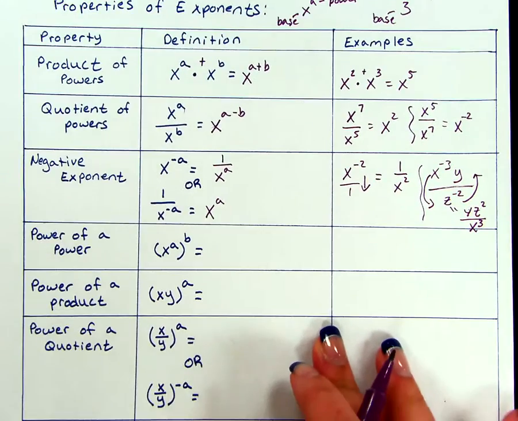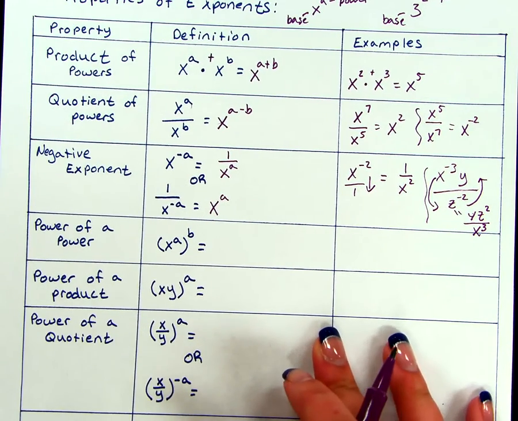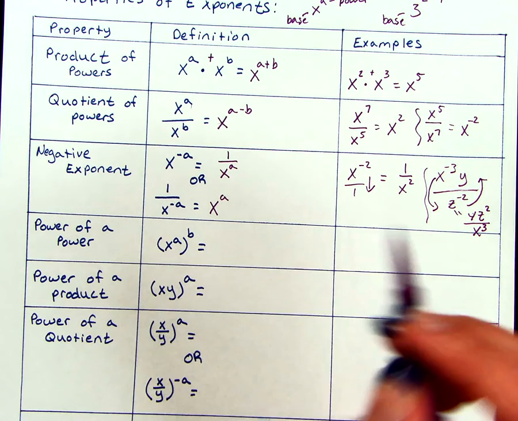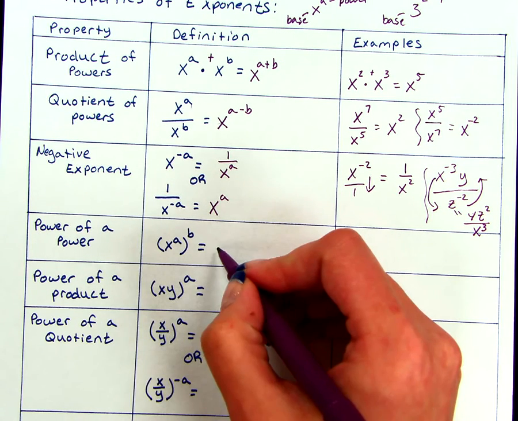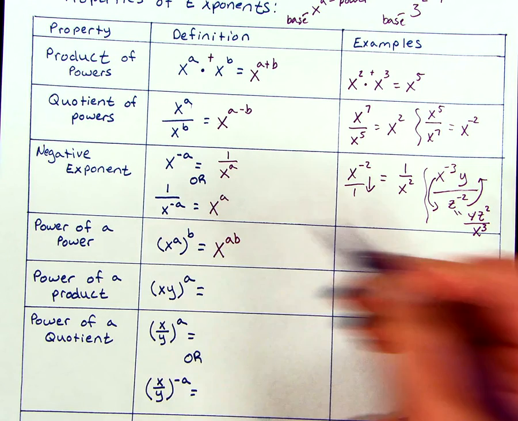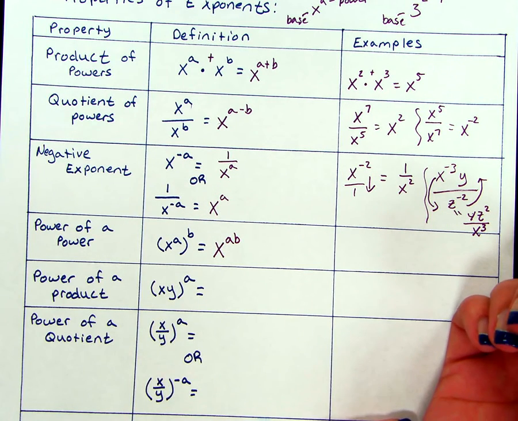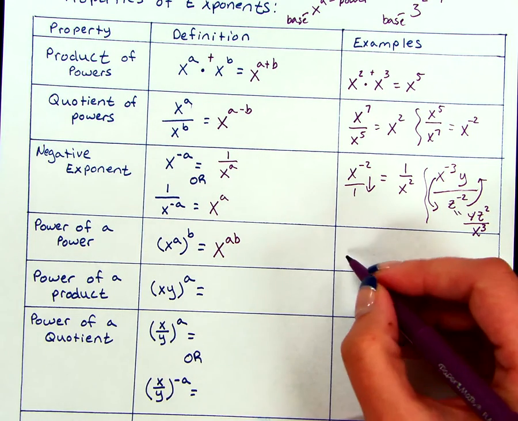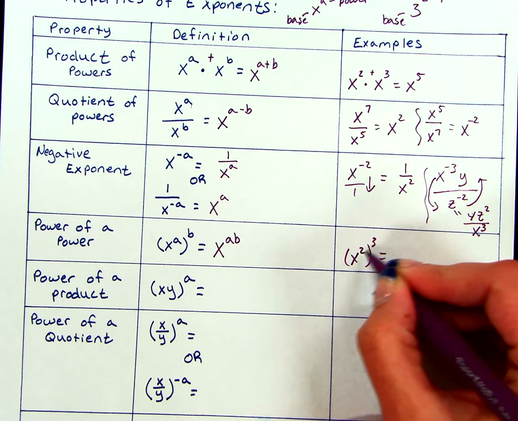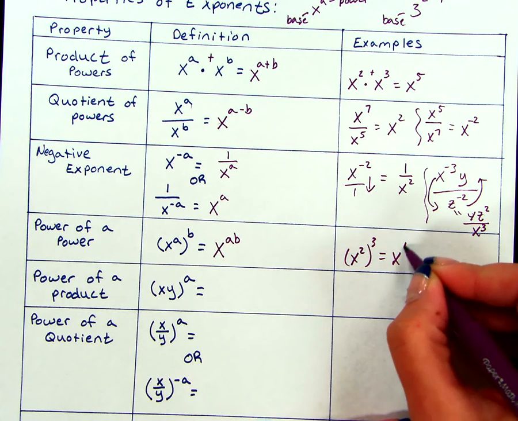All right, so to continue, the power of a power. When I have a power to a power, we're going to multiply the exponents together. So this would be the same as x to the a times b. So again, let's say we had x squared to the 3rd power. We would take 2 times 3, and that would give us x to the 6th power.